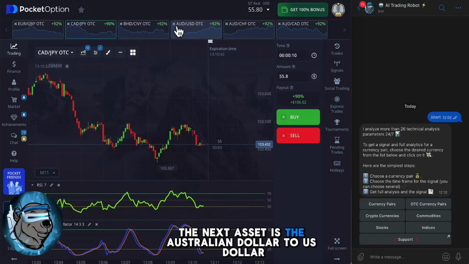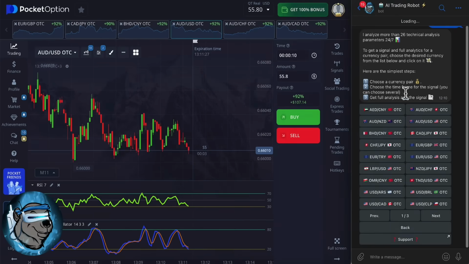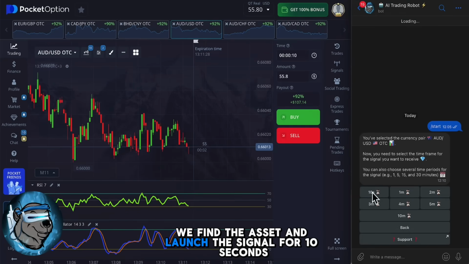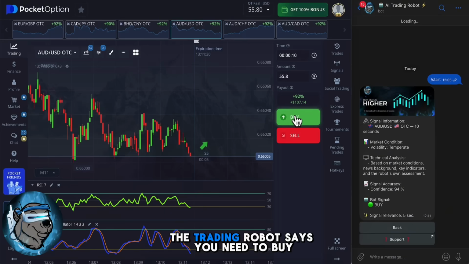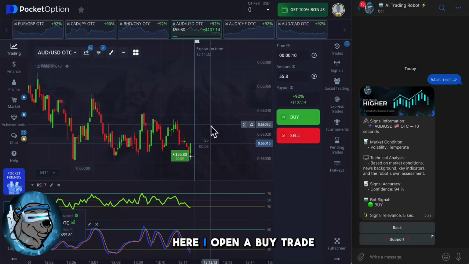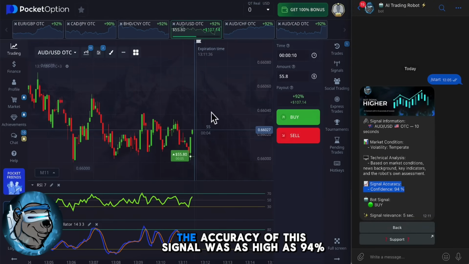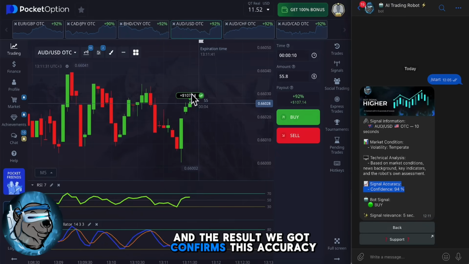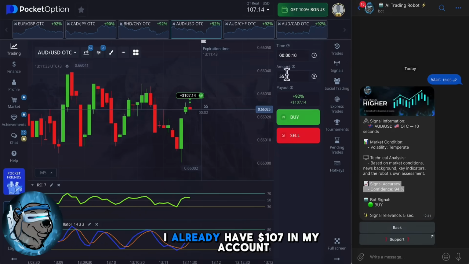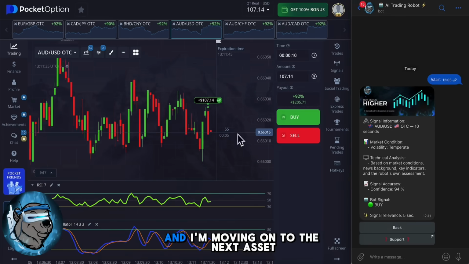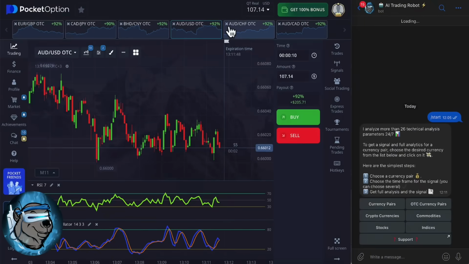The next asset is the Australian dollar to US dollar. We find the asset and launch the signal for 10 seconds. The trading robot says, you need to buy here. I open a buy trade and the price immediately starts to rise sharply. The accuracy of this signal was as high as 94%, and the result we got confirms this accuracy. I already have $107 in my account and I'm moving on to the next asset.